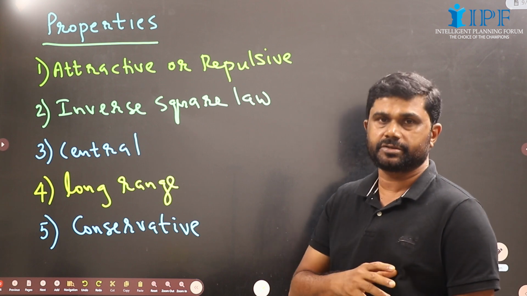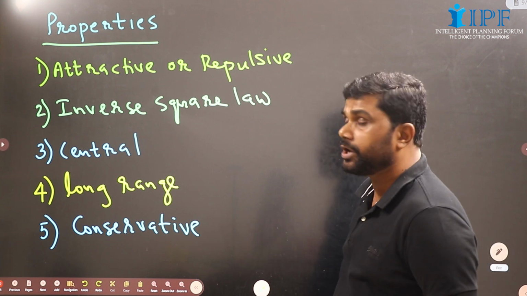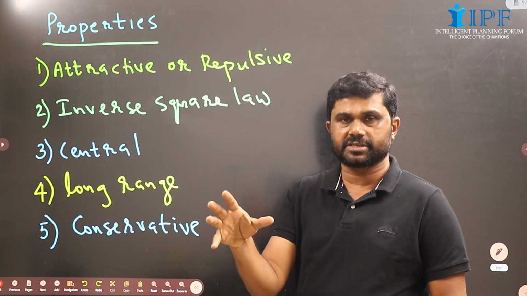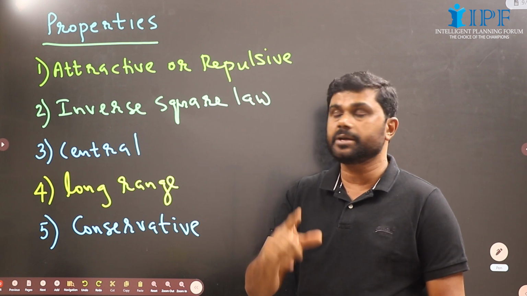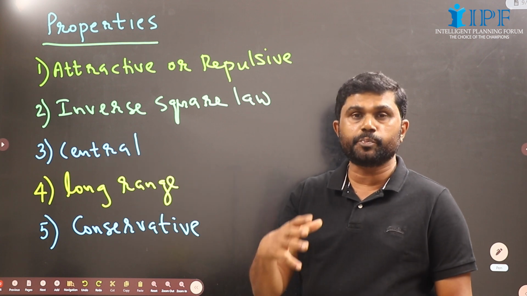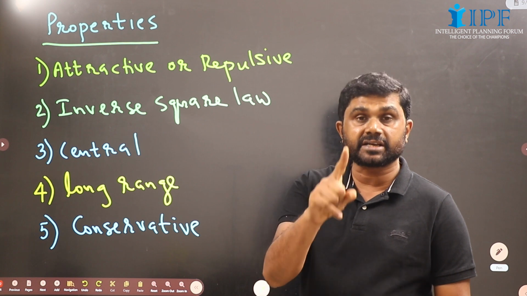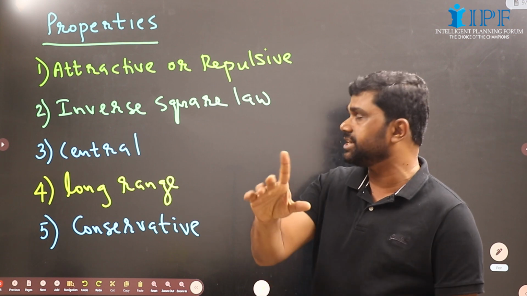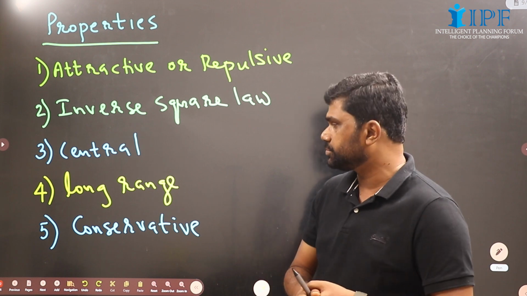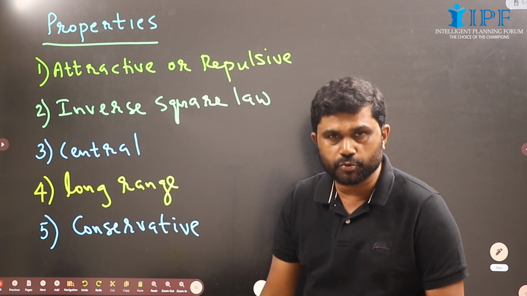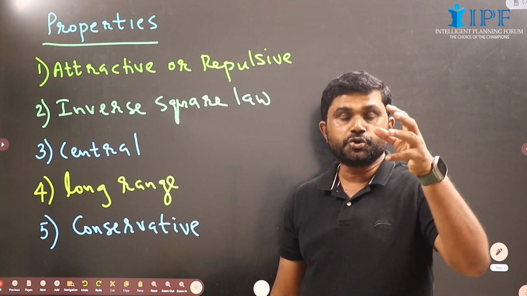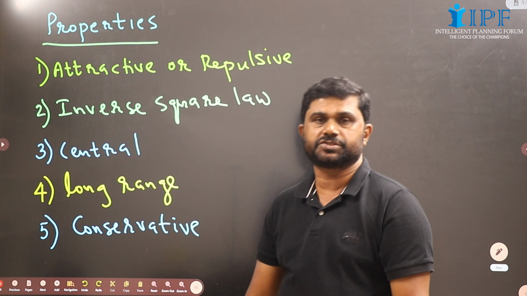You must know it. The second thing: it obeys the inverse square law, meaning the electric force between two particles at rest is inversely proportional to the square of the distance between them. Then it is a central force. What do we mean by a central force? It acts along the line joining the centers of the two bodies. Now it is a long range force, meaning it is not a short range force. The nuclear force is a short range force.